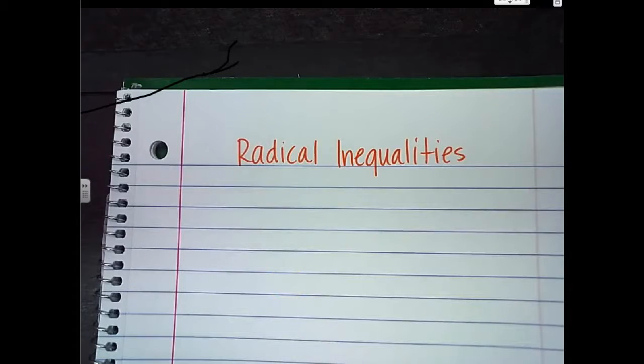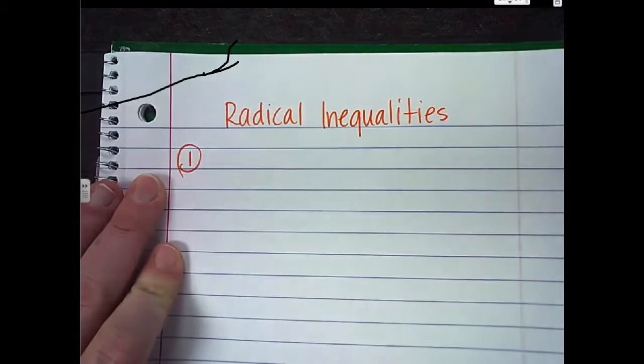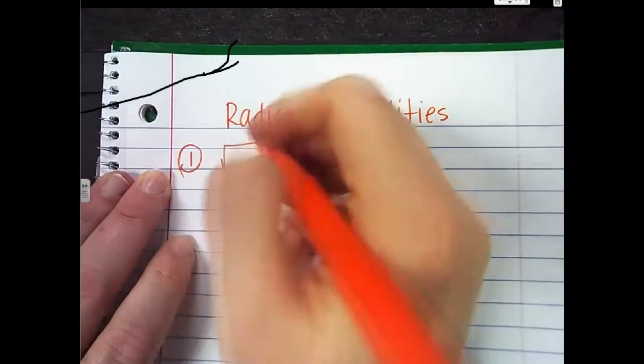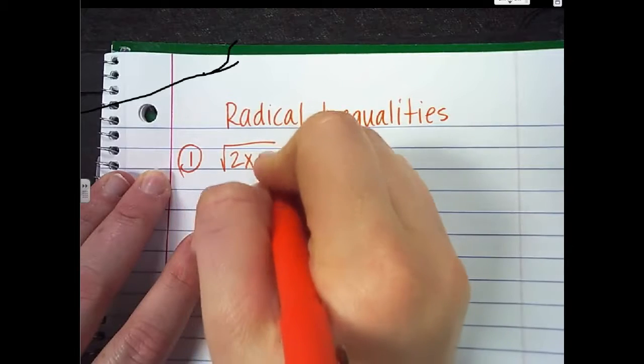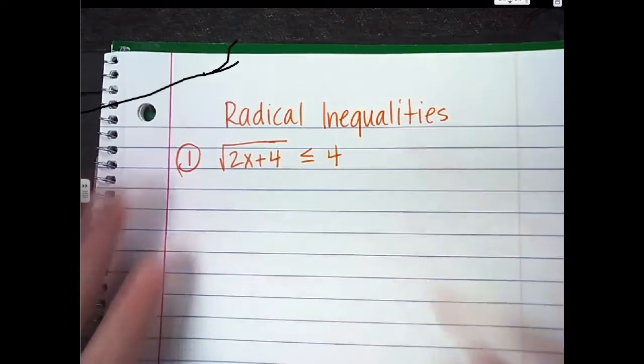Okay, so radical inequalities, very similar to yesterday. There's going to be one small part that's different or extra that you have to do, but otherwise it's really not that bad. So, number 1, square root of 2x plus 4 is less than or equal to 4.